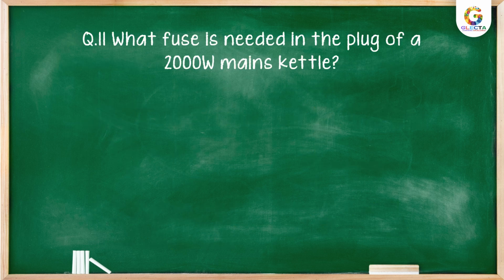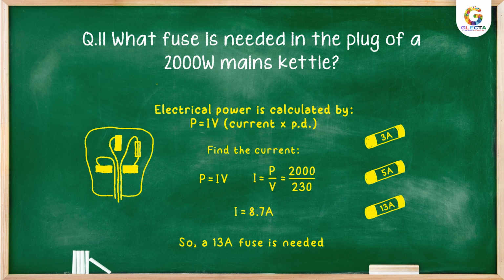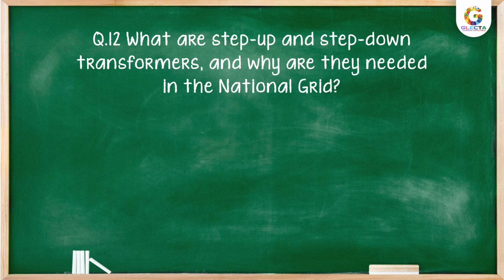Question 11. What fuse would you need in the plug of a 2 kilowatt kettle? Here's a hint. You need the equation that links current and electrical power. We use P equals IV. We need the current, so rearranging we get current equals power divided by voltage. So 2000 watts, that's 2 kilowatts, divided by 230, because that's mains voltage, gives us 8.7 amps. The three types of fuse we use are generally 3, 5, and 13 amps, so we need a 13 amp fuse for this kettle.